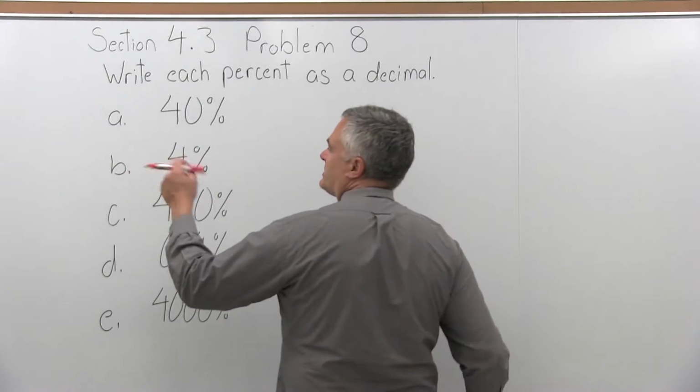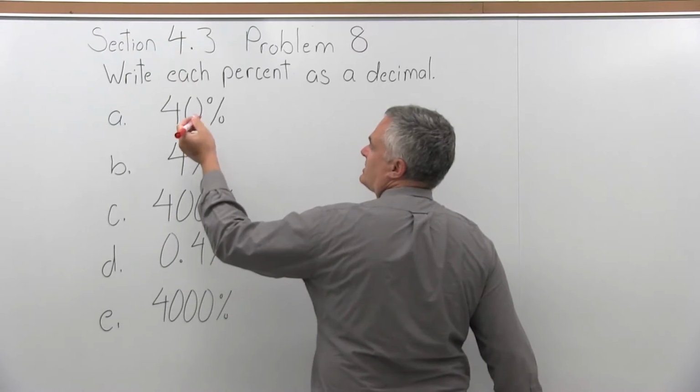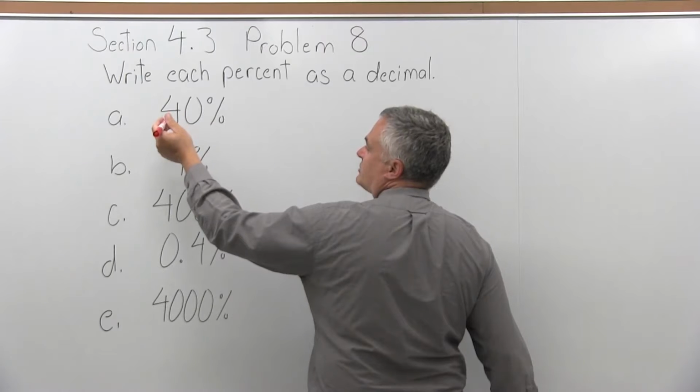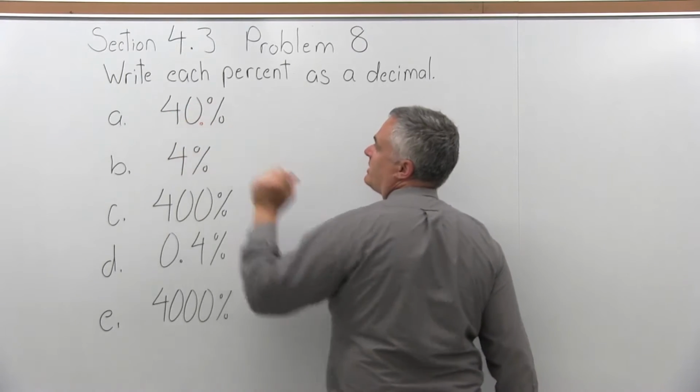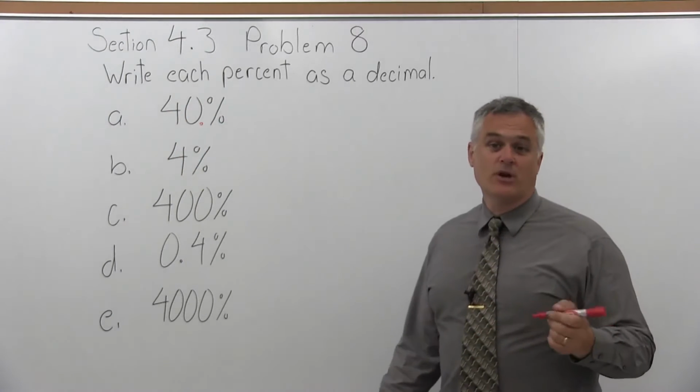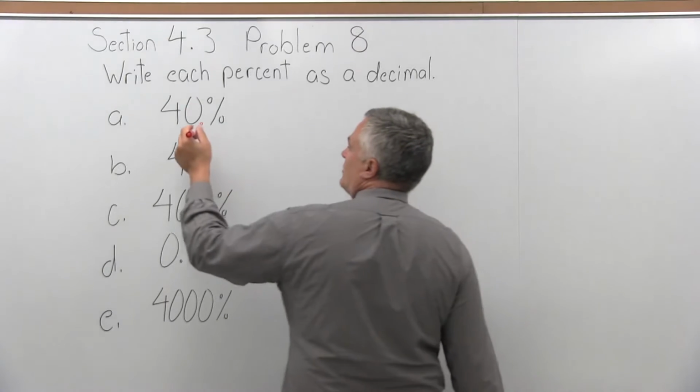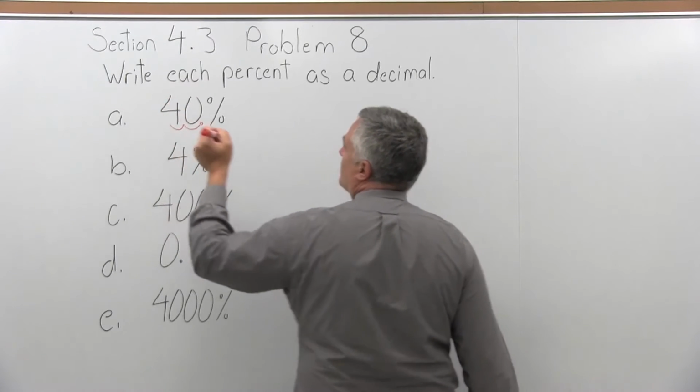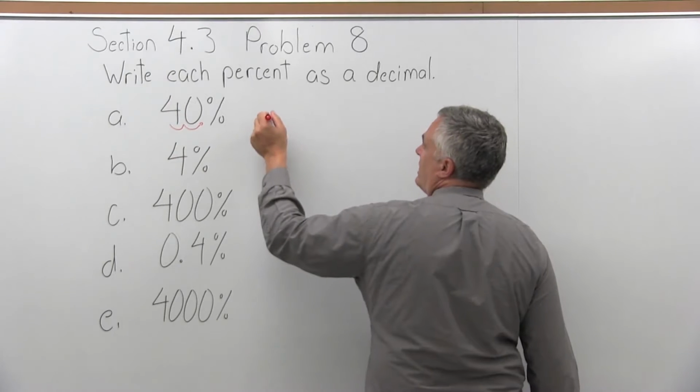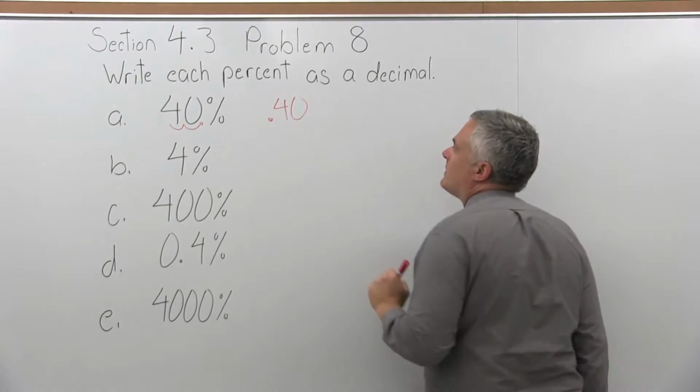So the first one, 40%, as a decimal, what you would do is take the decimal point and move it 2 places to the left. Now there's no decimal point written, but you can assume it's at the end, at the far right, to the right of the 0. So move 2 places to the left, and it would come in front of the 4, to the left of the 4, and you would have 0.40.